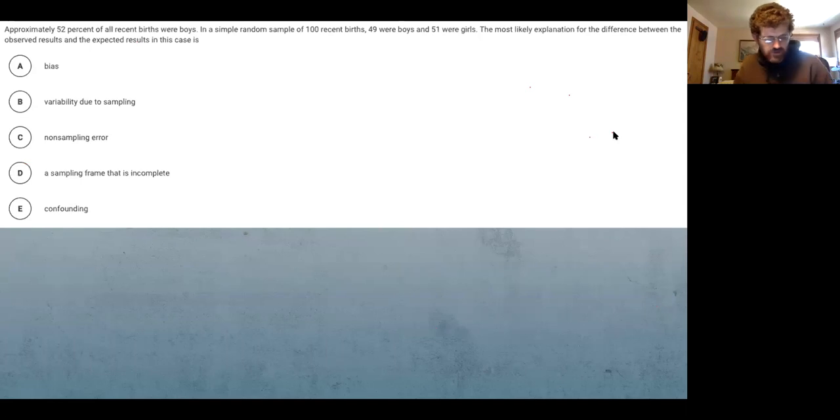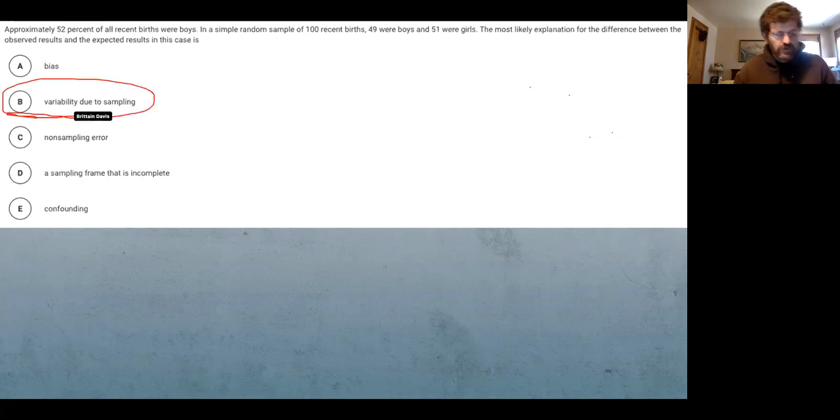Another conceptual problem right here. Approximately 52% of all recent births were boys. So that's the probability that we're working with. In a simple random sample of 100 recent births, 49 were boys and 51 were girls. The most likely explanation for the difference between the observed results and the expected results, where we would have expected 52 boys and 48 girls, is basically just sampling error, or what we call sampling variation. That is a normal thing, and we should be well aware of that. So nothing to worry about.